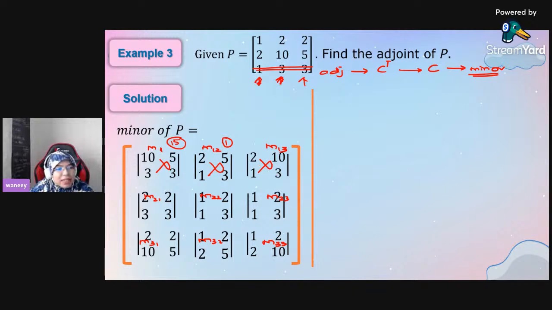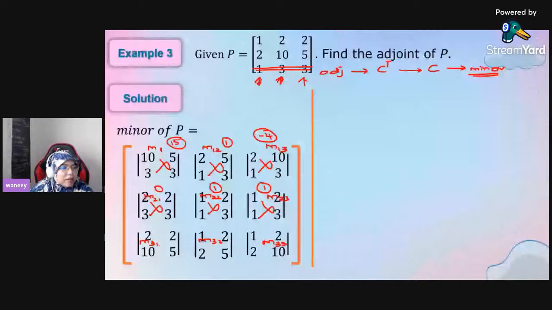2 times 3 is 6. 1 times 10 is 10. So 6 minus 10, so this is negative 4. Okay, and then 2 times 3 minus 2 times 3. So this is actually equal to 0. Okay, and then we have 1 times 3 minus 1 times 2. So 3 minus 2. So the answer over here is 1. And then 1 times 3 minus 2 times 1. So 3 minus 2, which is exactly equal to 1 again.